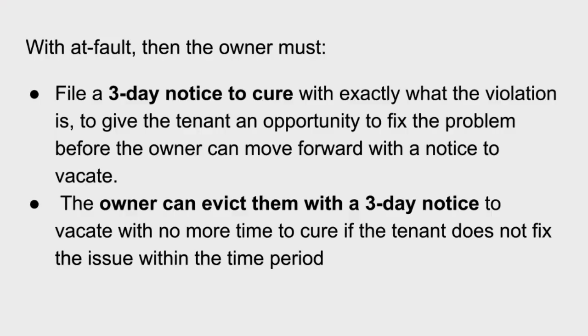With an at fault just cause, the owner must file a 3-day notice to cure, explaining exactly what the violation is and what is expected to fix it. The owner must allow the tenant time to fix the problem before they can move forward with a 3-day notice to vacate. If the tenant does not fix the issue within the time period, then the owner may evict them with a 3-day notice to vacate with no more time allowed to cure the problem. Now it's time to move out.